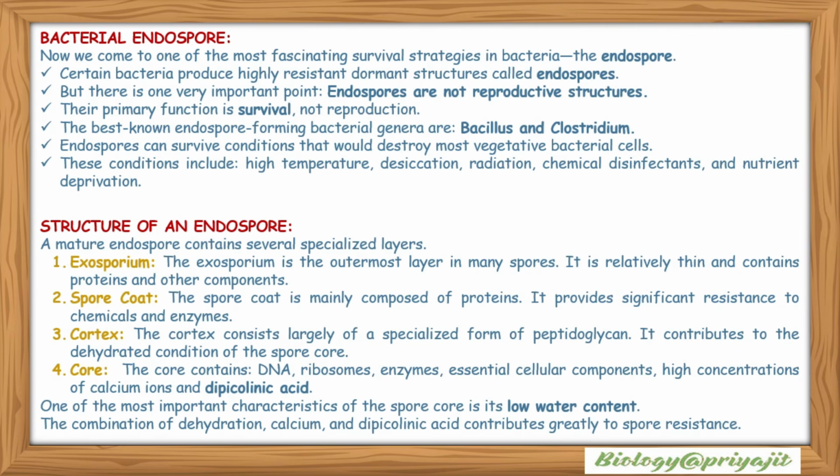Structure of an endospore. Exosporium. The exosporium is the outermost layer in many spores. It is relatively thin and contains proteins and other components. Spore coat. The spore coat is mainly composed of protein. It provides significant resistance to chemicals and enzymes. Cortex. The cortex consists of a largely specialized form of peptidoglycan. It contributes to the dehydrated condition of the spore core. The core contains DNA, ribosomes, enzymes, essential cellular components, a high concentration of calcium ions and dipicolinic acid. So one of the most important characteristics of the spore core is its low water content.